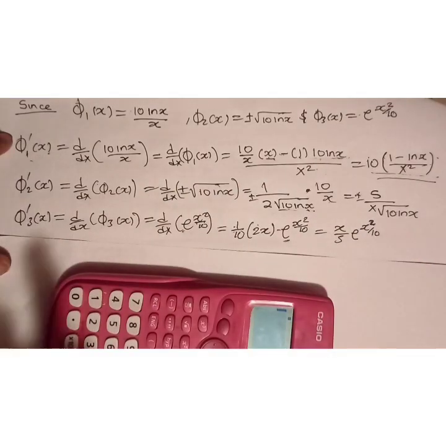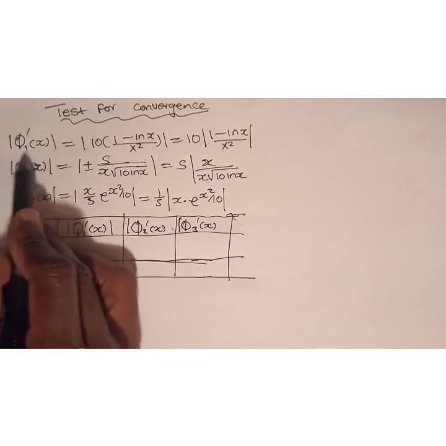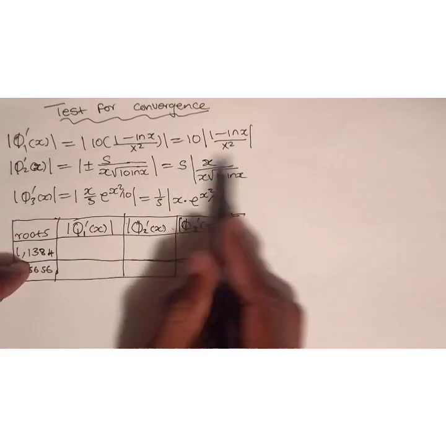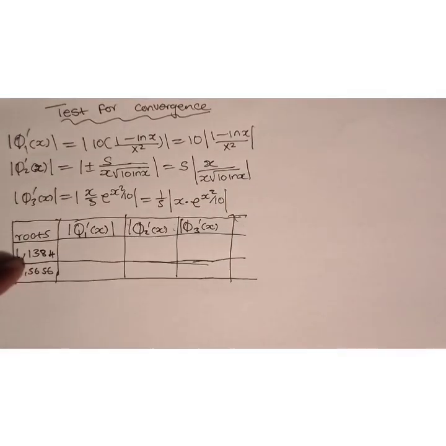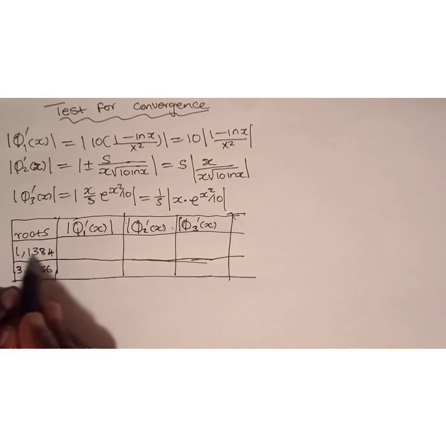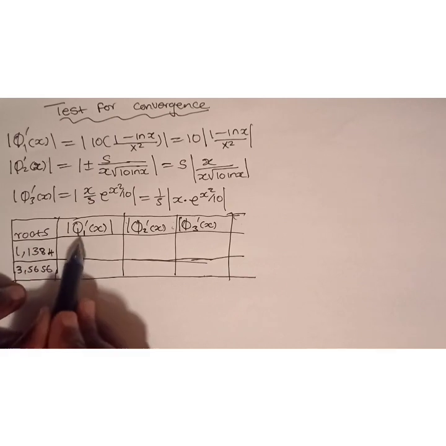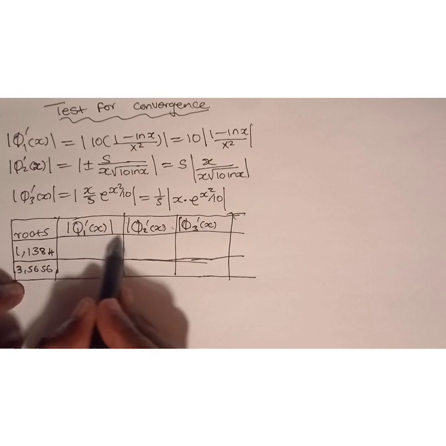So now we can just find the absolute value for each of the derivatives. Then we draw that table. Then we can test for the root. So the absolute value of the derivative for the first phi is this. The absolute value of this is this. You can know that the absolute value function is always positive. So now we have to find out which root converges and which one diverges on each phi. Remember, the root only converges if the absolute value of the derivative of phi of x is less than 1.